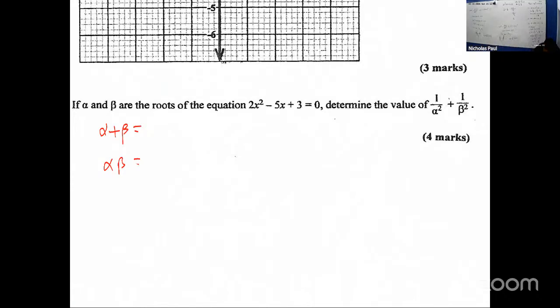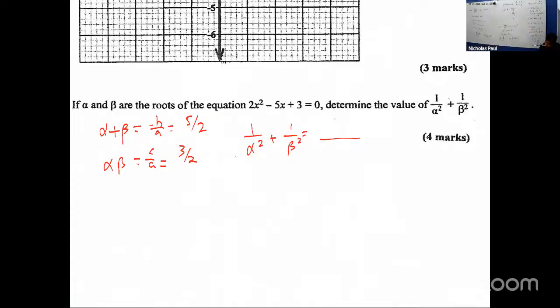But you got alpha plus beta, right, minus b on a, that will give you 5/2. Alpha beta, c on a, that will be 3/2. The trick now is, what do we do with 1 on alpha squared plus 1 on beta squared?